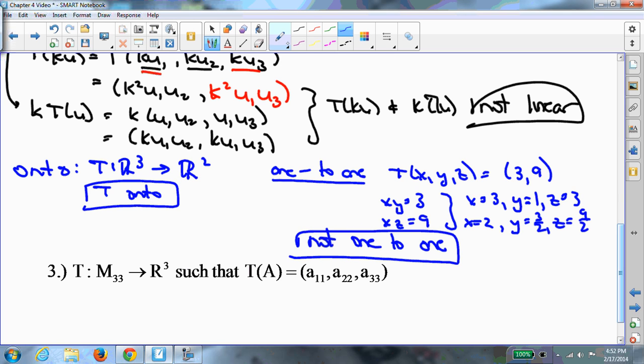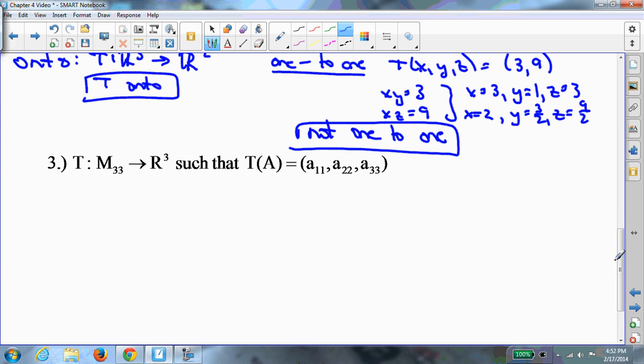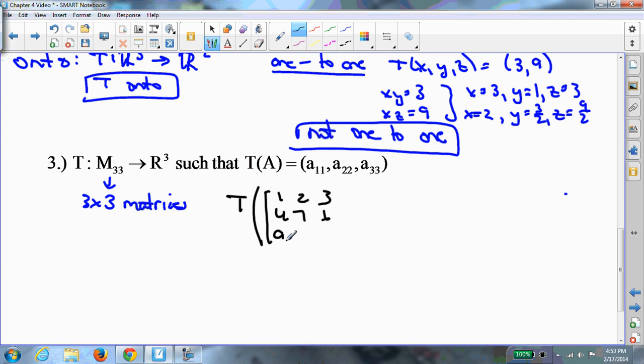And my last example with these. So this one, I'm going from M33 to R3. M33 basically means 3 by 3 matrices. And all this transformation is going to do is create a vector basically out of the diagonal elements. For example, let's say I had T of something like 1, 2, 3, 4, 7, 6, 9, -5, and 6. And what this is going to do is create a vector out of just the diagonal elements. So 1, 7, 6.